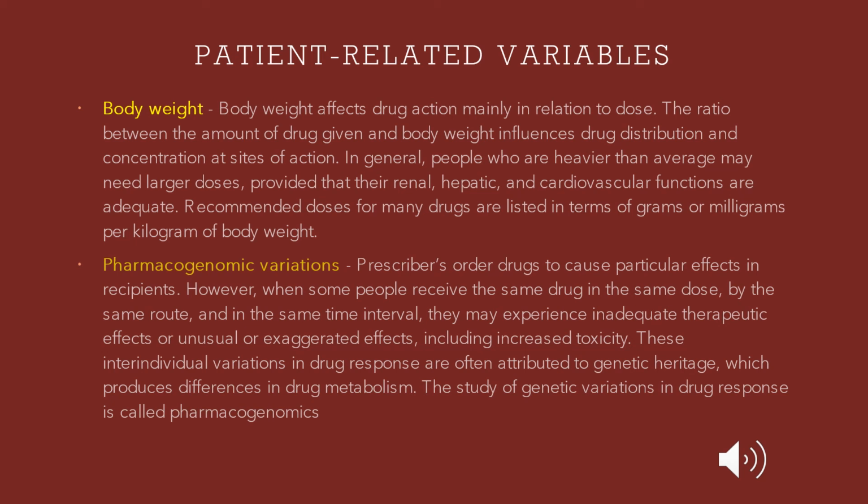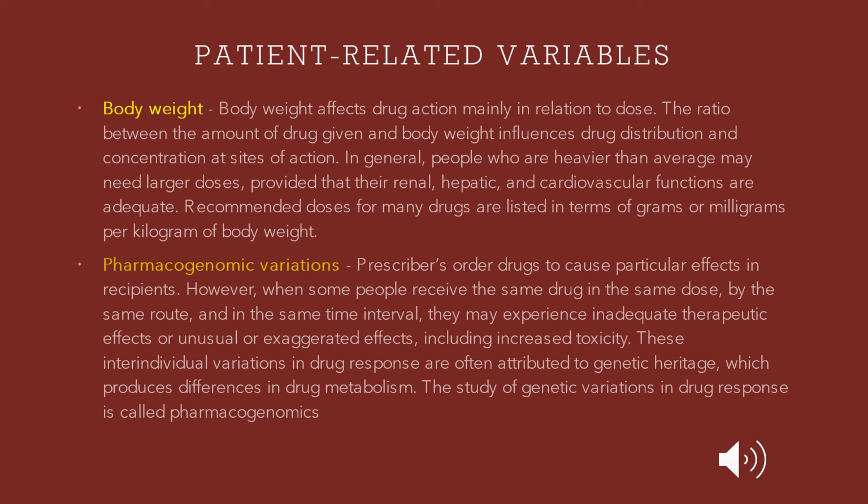Body weight affects drug action mainly in relation to dose. The ratio between the amount of drug given and body weight influences drug distribution and concentration at sites of action. In general, people who are heavier than average may need larger doses, provided that their renal, hepatic, and cardiovascular functions are adequate. Recommended doses for many drugs are listed in terms of grams or milligrams per kilogram of body weight.